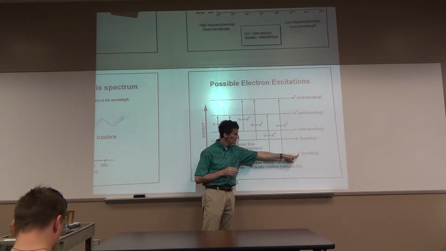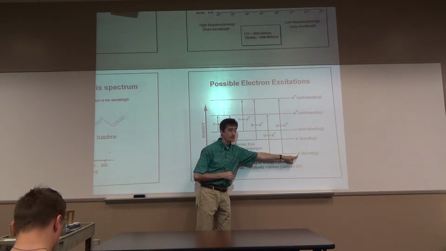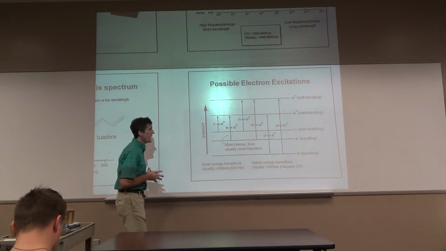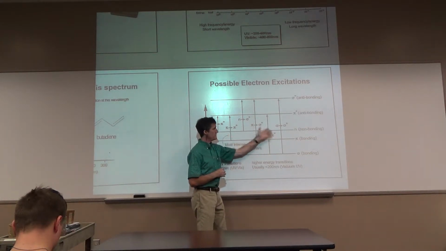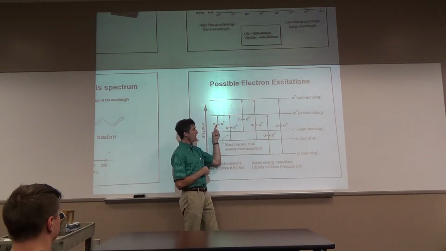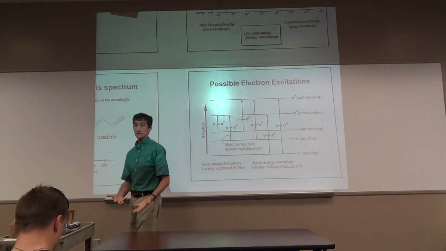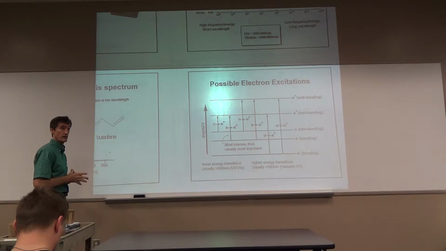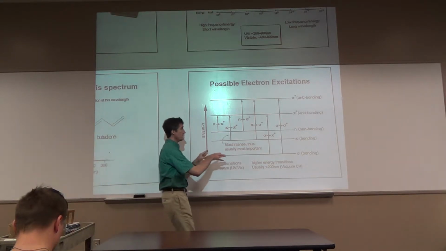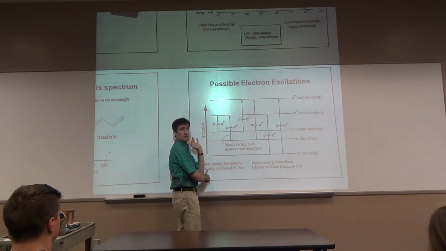It's more difficult to excite sigma bonded electrons. Those are held tighter. It turns out that for most all of these, the energy that's required corresponds to UV-Vis types of energy. If you throw IR at this compound, that's not enough energy to do any of this.